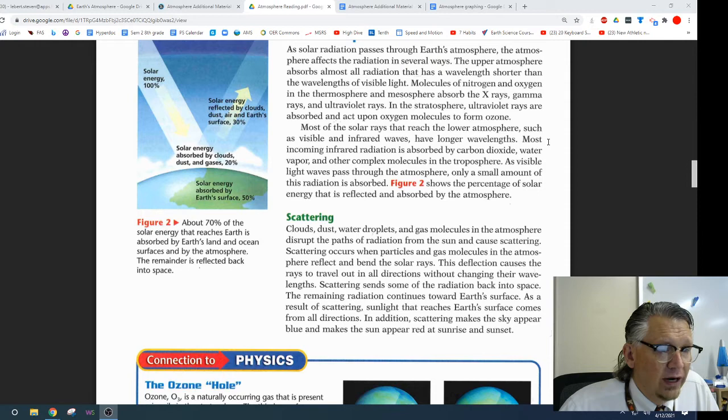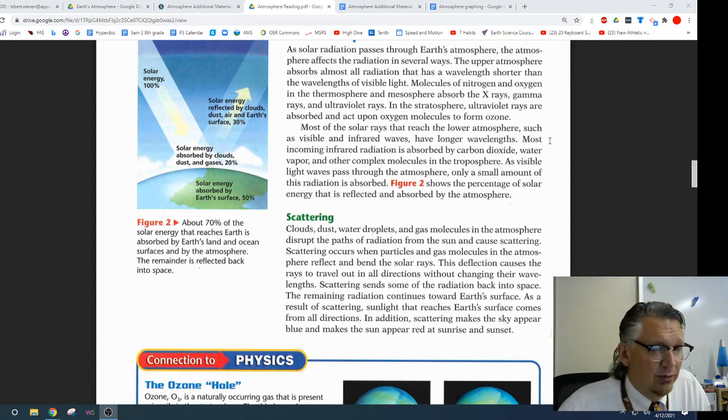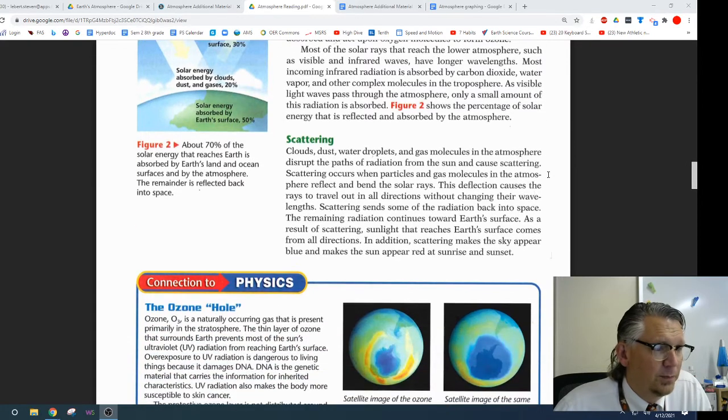Most of the solar rays that reach the lower atmosphere, such as visible and infrared waves, have longer wavelengths. Most of the incoming infrared radiation is absorbed by carbon dioxide, water vapor, and other complex molecules in the troposphere. As visible light waves pass through the atmosphere, only a small amount of this radiation is absorbed. Figure 2 shows the percentage of solar energy that is reflected and absorbed by the atmosphere.